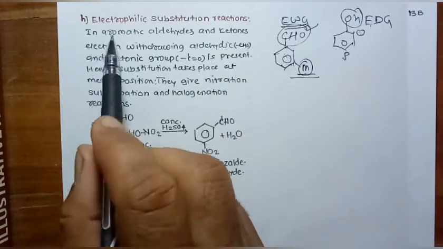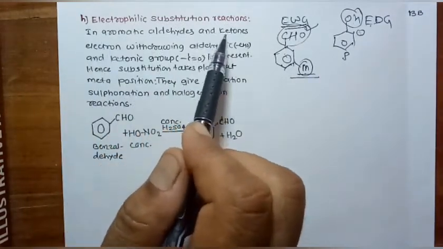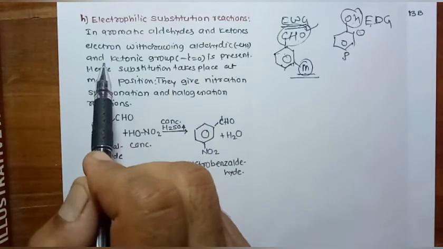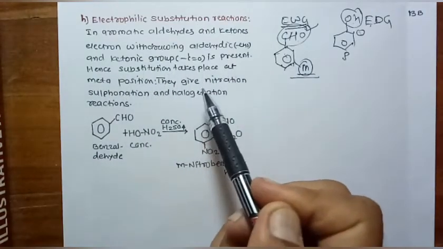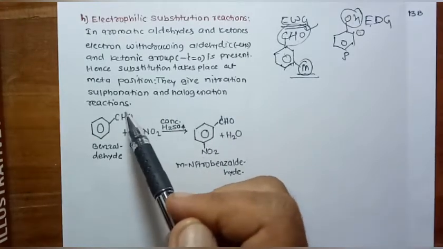Therefore, in aromatic aldehydes and ketones, an electron withdrawing aldehydic and ketonic group is present. Hence substitution takes place at the meta position. They give nitration, sulfonation and halogenation reactions.